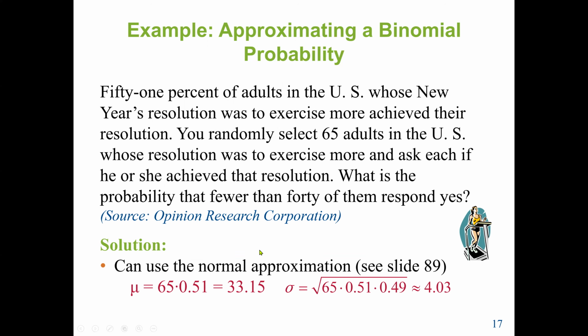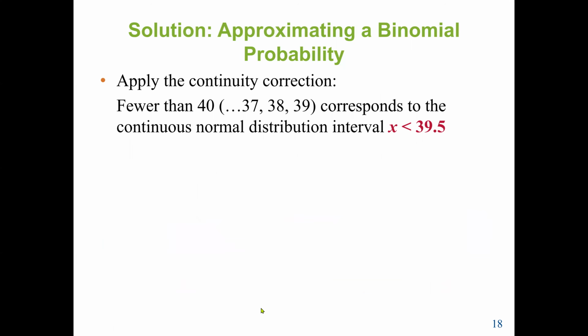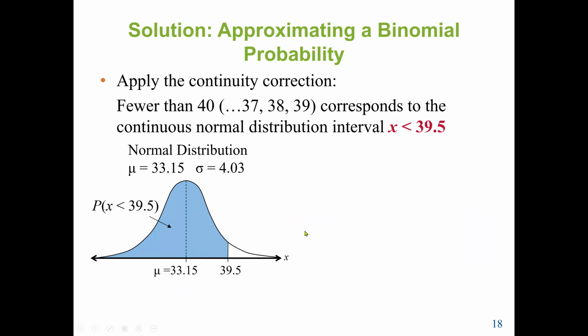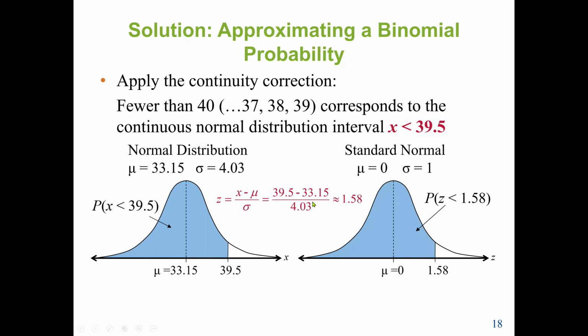First thing, we check the condition of np and nq. Both are greater than or equal to 5, because np gives me 33.15, and nq should give me somewhere around 31 or so. So we do the continuity correction, we get a shaded area, we find a z. Now when we find the z, it is 1.8, so it will be at 39.